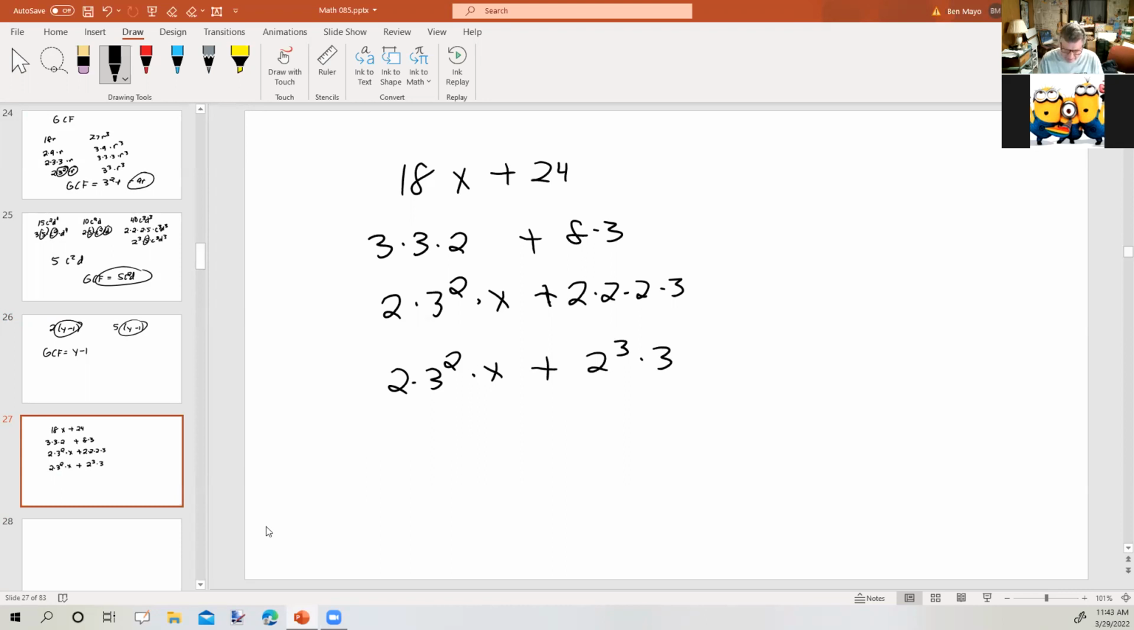All right. So what have I done? I've got the prime factorization of each one. So they both have a 2, they both have a 3. They don't both have an x. So let's see. We've got 2 times 3, or 6. So 6 is the greatest common factor, but the directions don't say find the greatest common factor. They say factor out the greatest common factor.